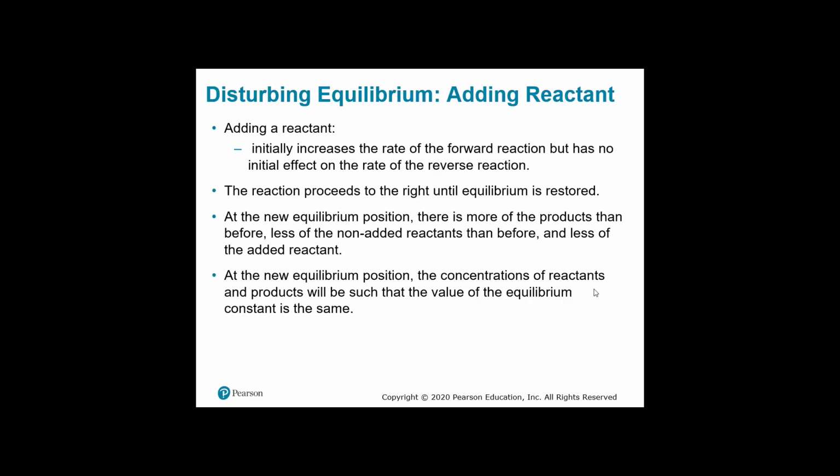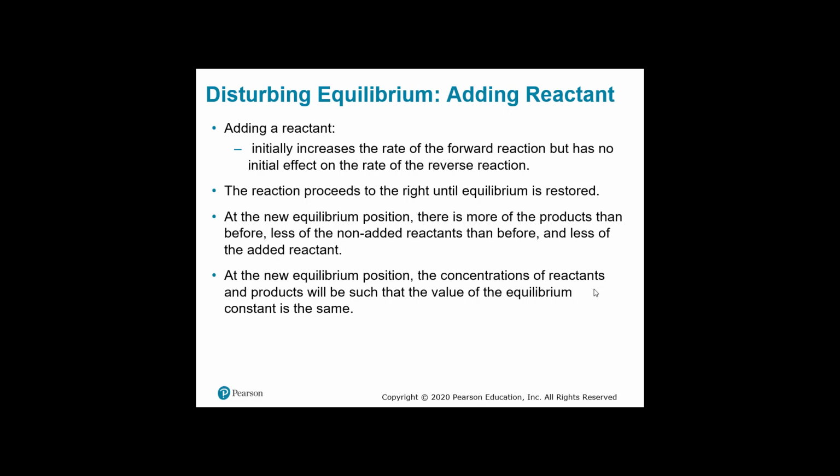Okay, so what if we add a reactant? Initially it increases the rate of the forward reaction, but doesn't have an initial effect on the rate of the reverse, because everything's going in the forward reaction. The reaction will proceed to the right until equilibrium is restored.